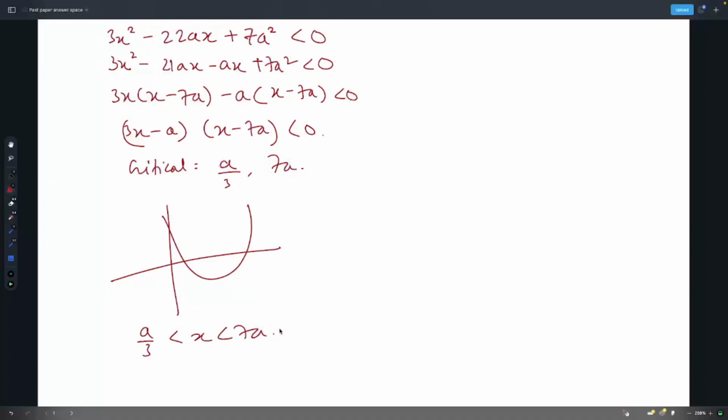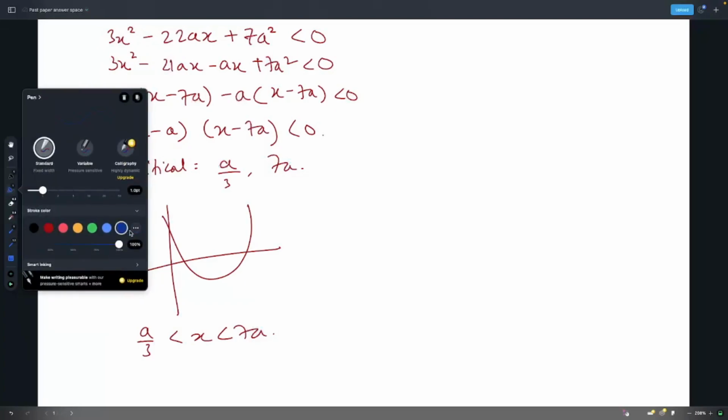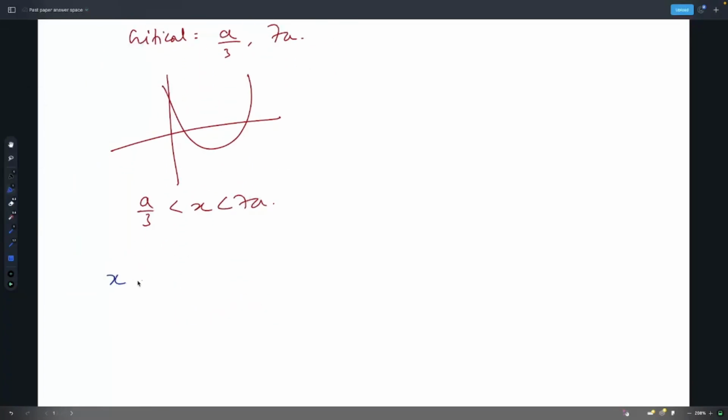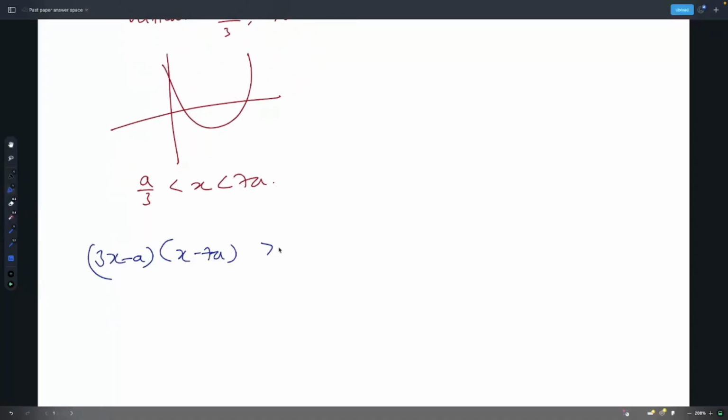Now this is basically the only thing. If there were two values, let's say if this was greater than 0, then you would have x less than a by 3 and x greater than 7a.